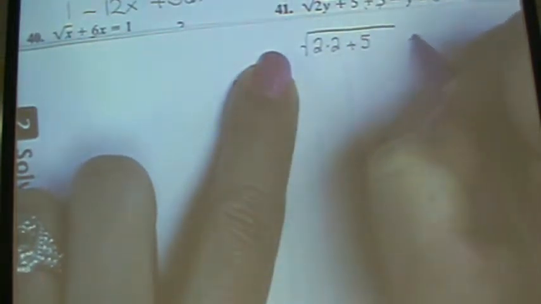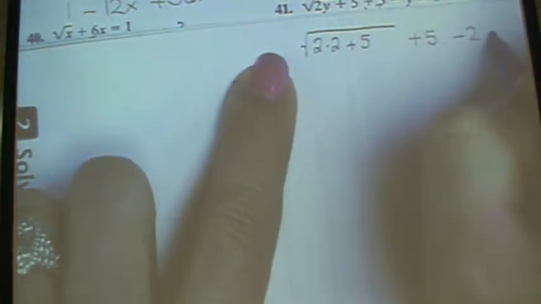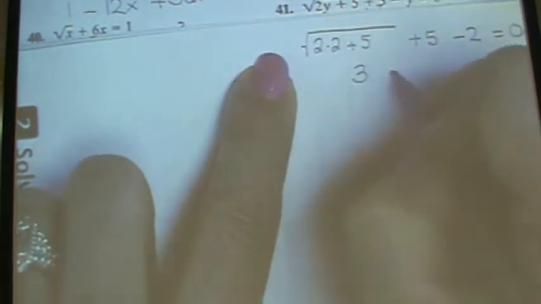So if we put 2 in for y, 2 times 2 plus 5, plus 5 minus 2. Does that give us 0? So this is 9, so that's 3. 3 plus 5 is 8, so that does not work. Absolutely does not work. Now if I put a 10 here, 2 times 5 is 10.